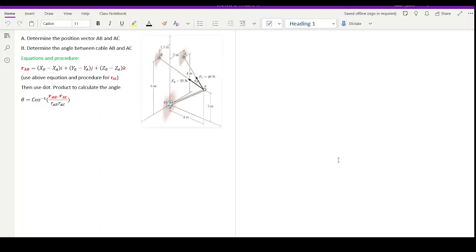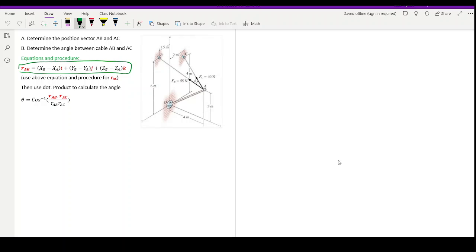The position vector AB and AC, then determine the angle between cable AB and cable AC. I have already written the equation that we will use to solve part A of this problem, which is finding the position vector for AB and AC.